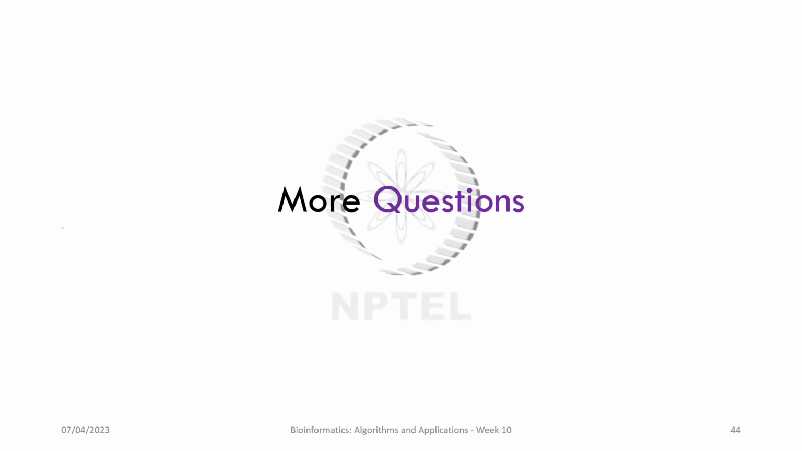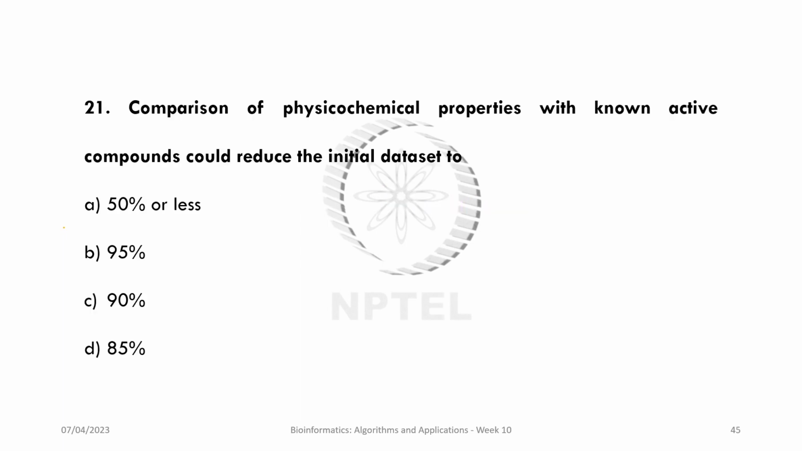I have a couple more questions. Comparison of physico-chemical properties with known active compounds could reduce the initial data set to 50% or less, 95%, 90%, and 85%. So, comparison of physico-chemical properties with known active compounds is going to filter the initial data set much better than 85, 90, or 95%, and therefore it should be 50% or less ideally. So, option A is right.